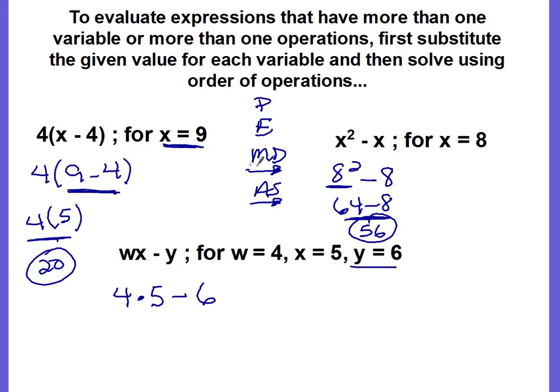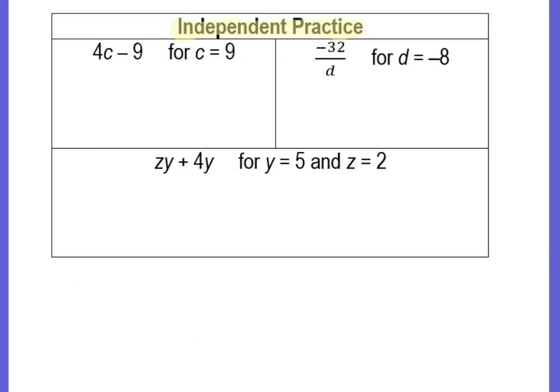PEMDAS says to do multiplication and division first. 4 times 5 is 20. Bring down the minus 6. Now subtract. 20 minus 6 is 14. That wasn't so bad, was it? Okay, you're ready for your independent practice.